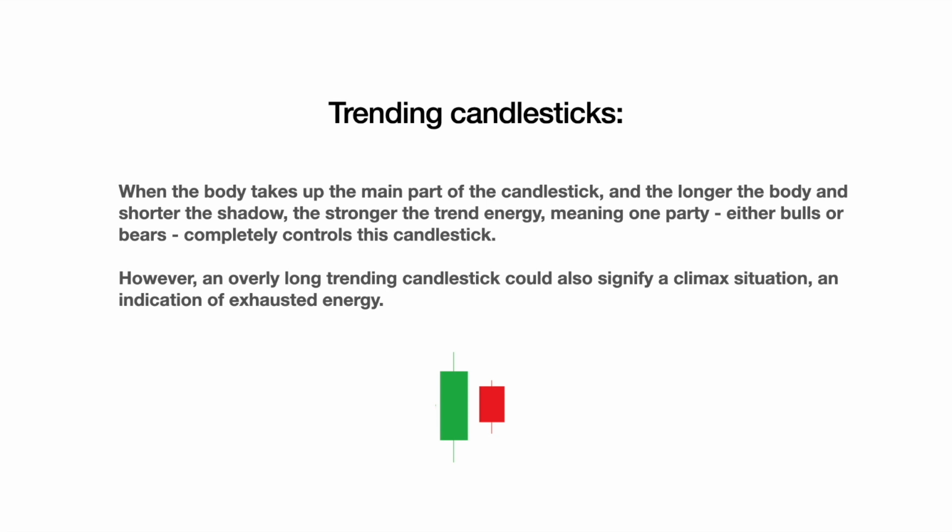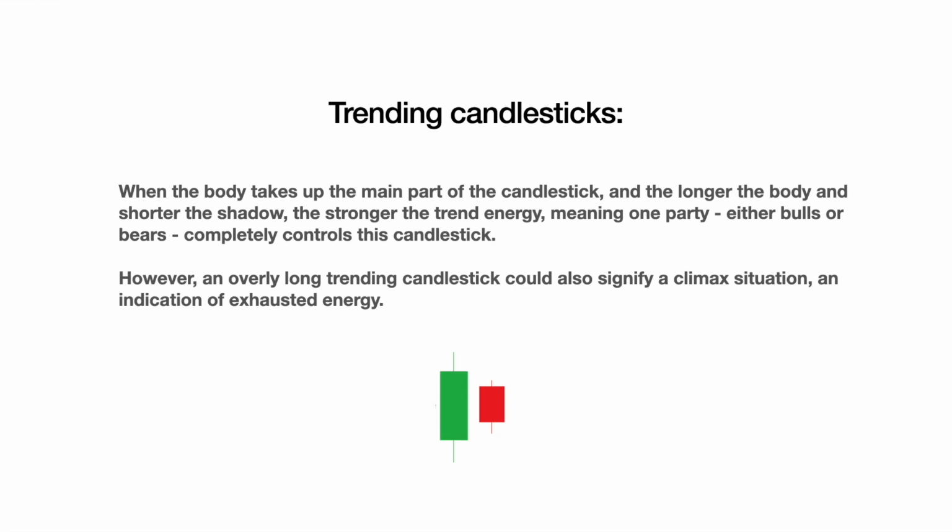Let's start with the trending candlestick. The body of a trending candlestick takes up the main part of the candlestick. The longer the body and the shorter the shadow, the stronger the trend energy. Either the bulls or the bears completely control the market during this candlestick. Please note that while a longer body represents stronger trend energy, an overly long trending candlestick could also signify a climax, indicating that trend energy is exhausted. This requires specific analysis in specific markets, which we will discuss later.